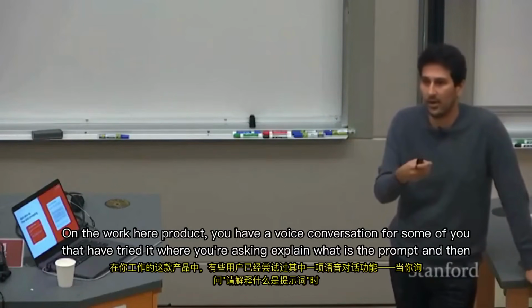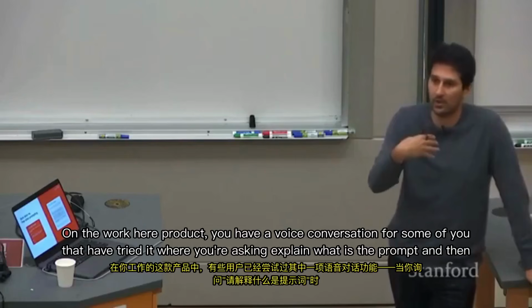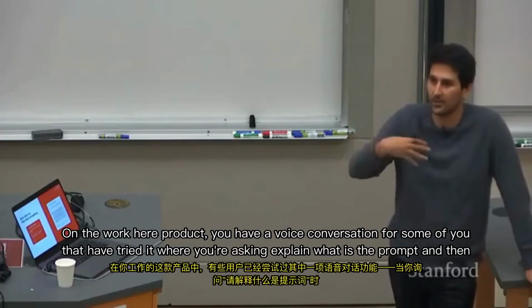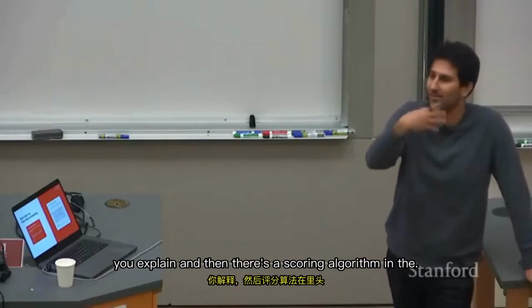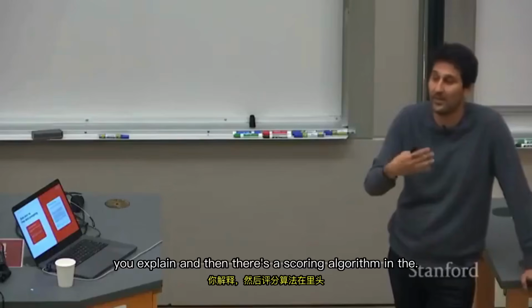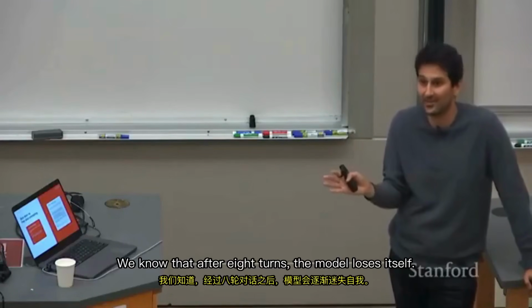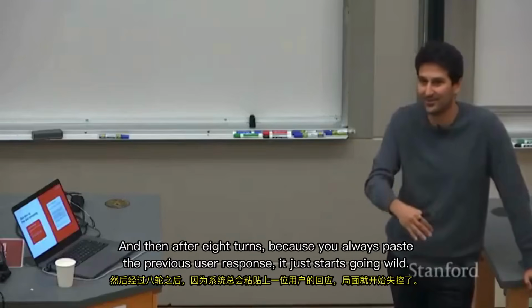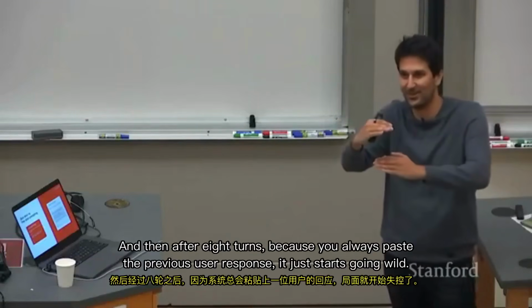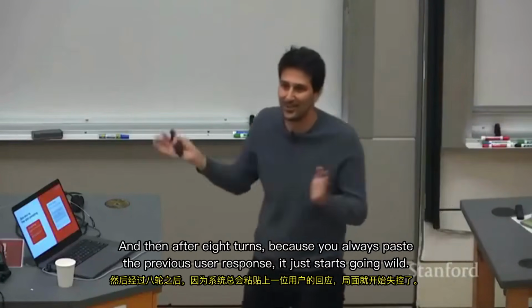I'll give you an example. On the Workera product, you have a voice conversation, for some of you that have tried it, where you're asked, explain what is a prompt, and then you explain, and then there's a scoring algorithm behind it. We know that after 8 turns, the model loses itself. After 8 turns, because you always paste the previous user response, it just starts going wild.